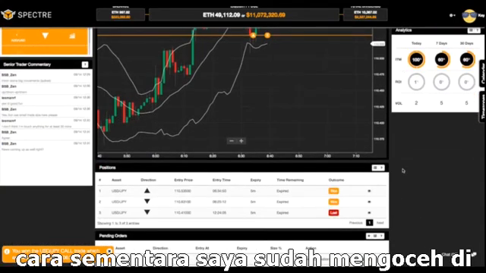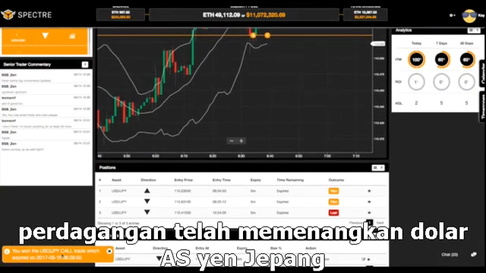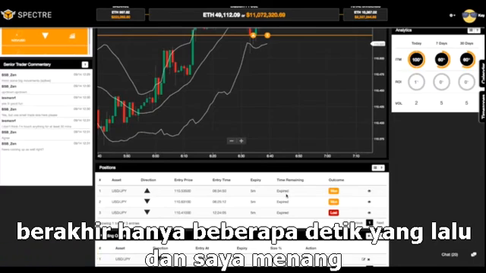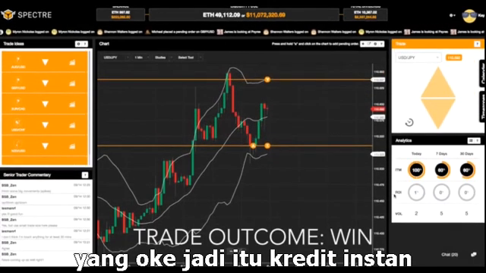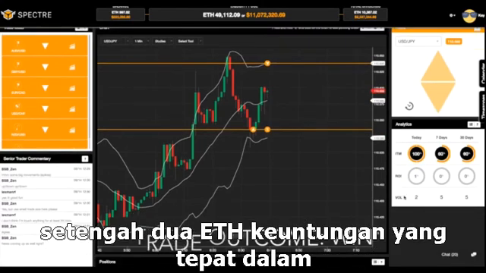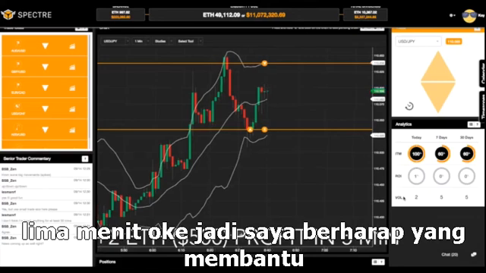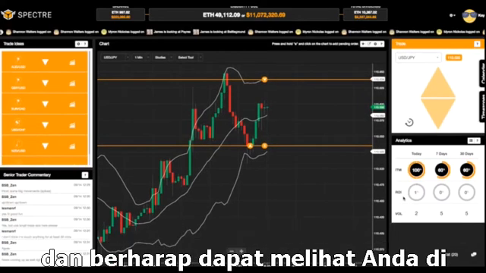And by the way, while I've been blabbing on, the trade has won, the US dollar Japanese yen. It expired just a few seconds ago and I won that. So that was an instant credit to my account. That was around 1.5 ethers of profit, right, within 5 minutes. So I hope that helped and look forward to seeing you in the MVP.